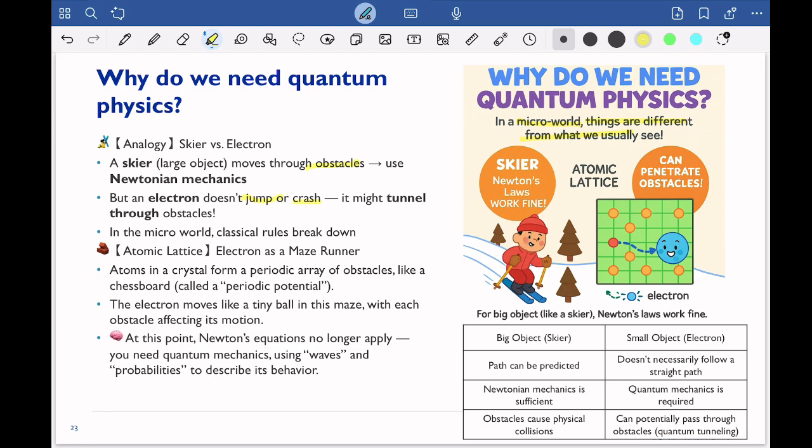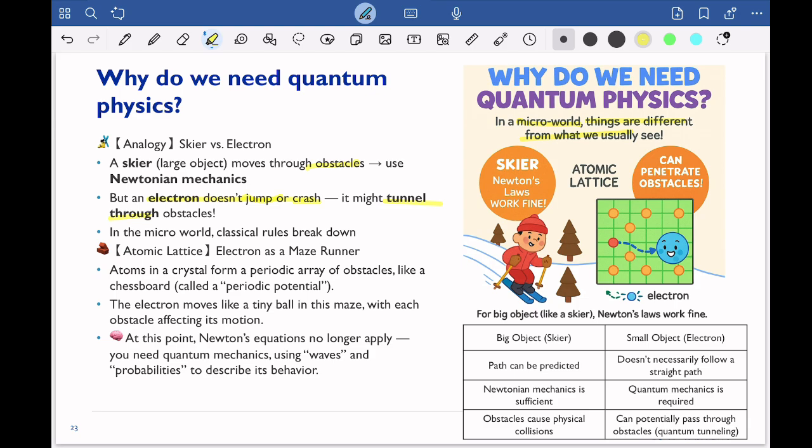But if we consider an electron, when the electron meets an additional barrier, it won't jump and it won't crash. Actually, there's a third scenario. That's what they call tunneling.